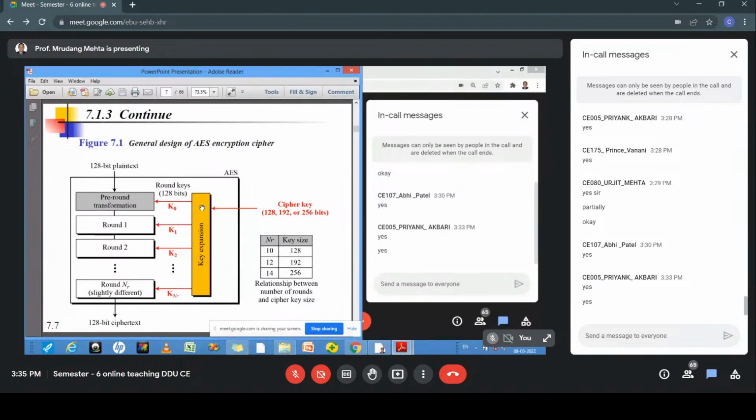So you can see that here key expansion is used, right? Here we have a cipher key of 128, 192 or 256 bits. From this one key, the key expansion ensures K0 to KNR, so total NR plus 1 keys. We will talk about this particular key expansion.